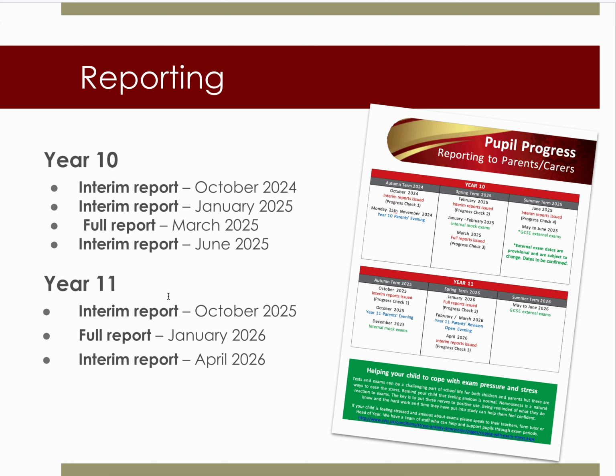When your child's in Year 11, they'll have then an October interim report, which will basically feed in from the GCSE results that they have had if they are studying an exam in the summer. Likewise then, the full report will follow in January, followed by the final interim report then in April 2026.